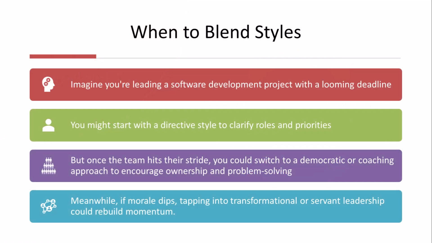Imagine you're leading a software development project with a looming deadline. You might start with a directive style to clarify roles and priorities. But once the team hits their stride, you could switch to a democratic or coaching approach to encourage ownership and problem solving. Meanwhile, if morale dips, tapping into transformational or servant leadership could rebuild momentum.